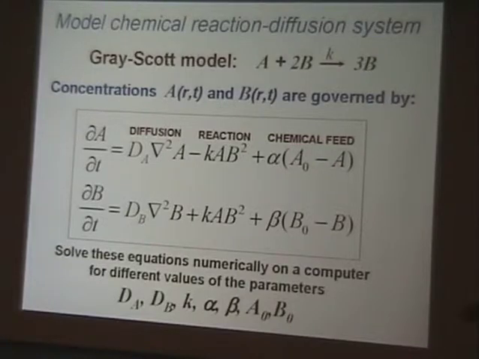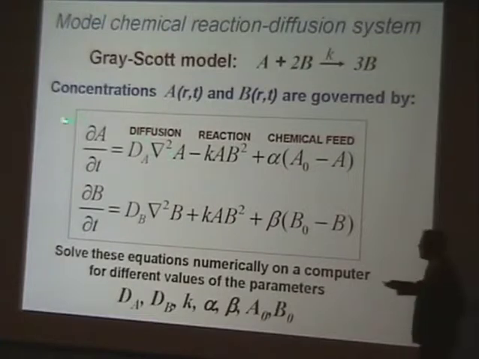Suppose you have a very simple chemical system of the type that was studied by Turing, where you just have 2 processes. A reaction, say species A reacts with species B. So you take 1 molecule of A and 2 of B, and they react together at some rate K to form 3 molecules of type B. In a liquid solution, they would have some concentration, say A at position R at time t, and concentration of species B would be B at position R and time t.